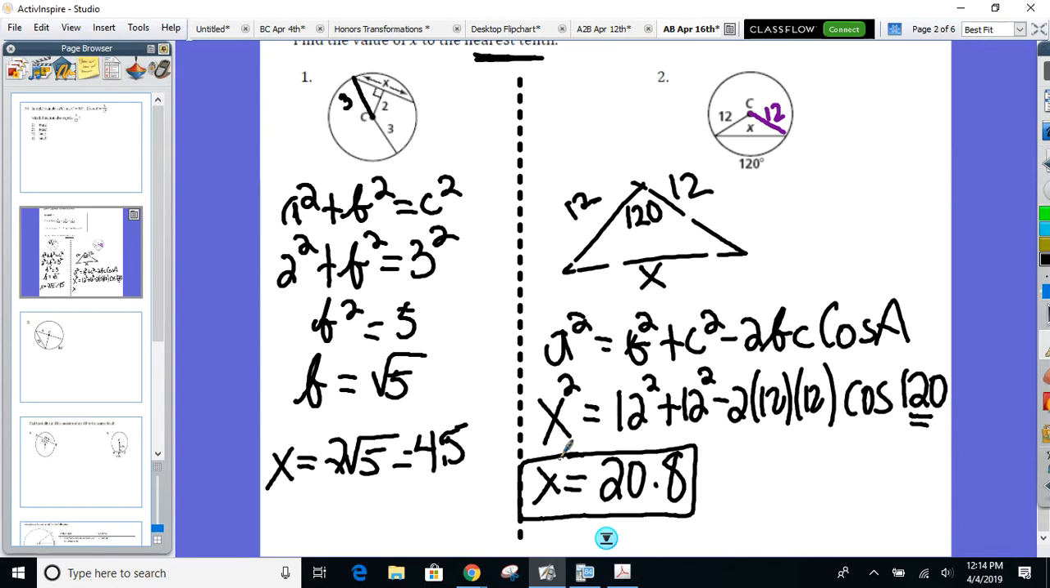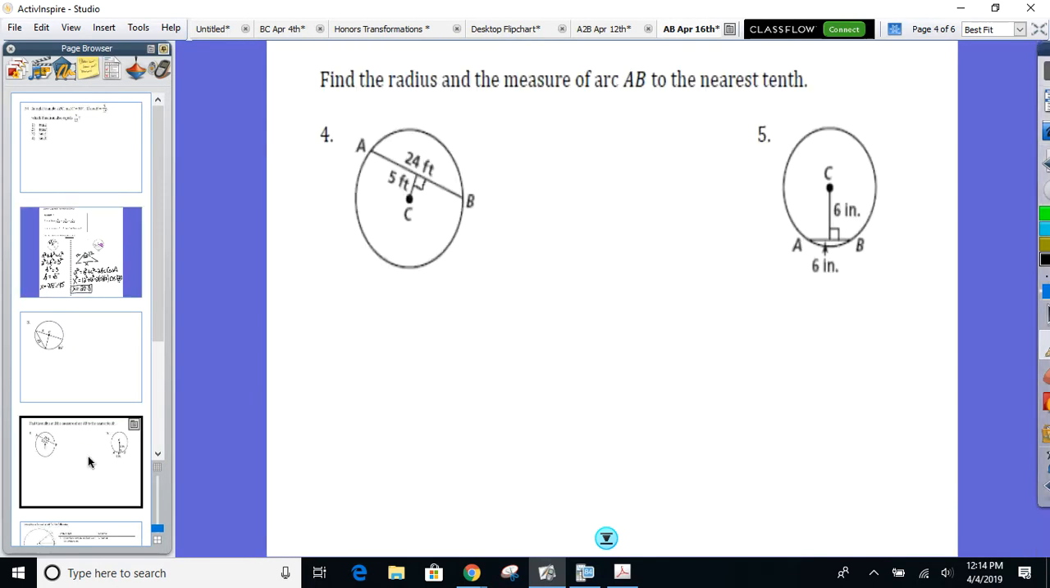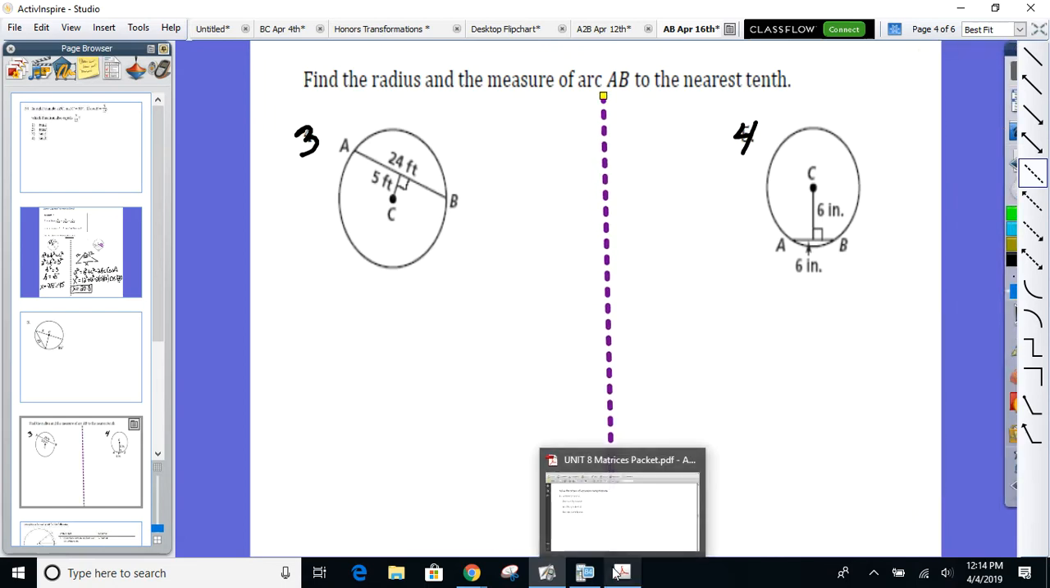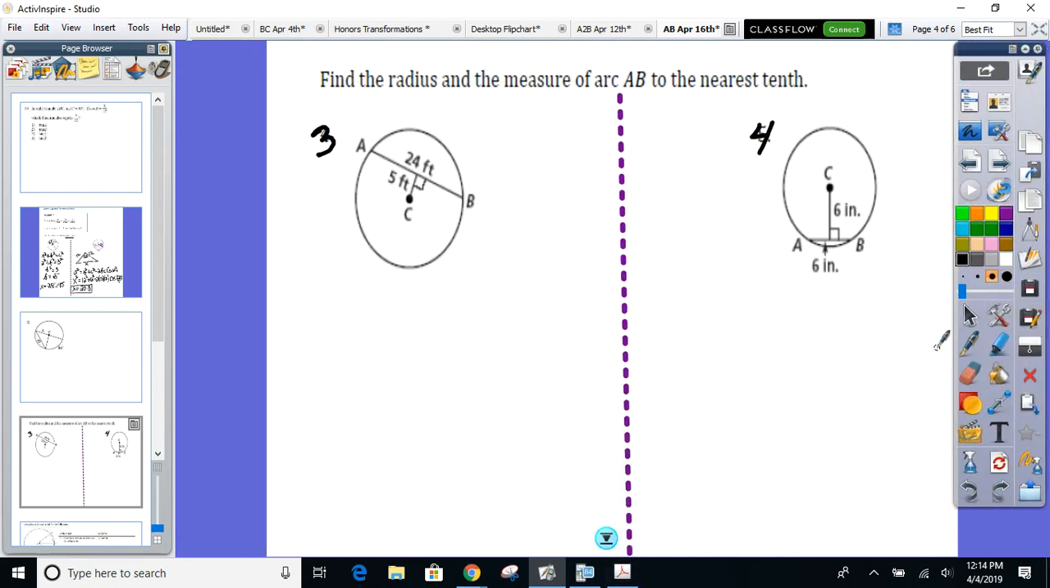All right. Next up, a lot tougher now. I know this is question 3 for you guys. Take a look at those directions because we're going to get serious here. Find the radius and the measure of arc AB. Oh boy. Okay, find the radius and the measure of arc AB.